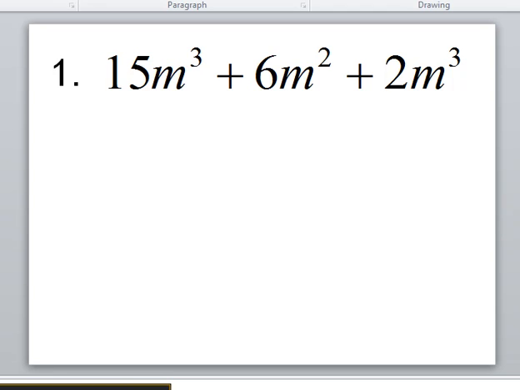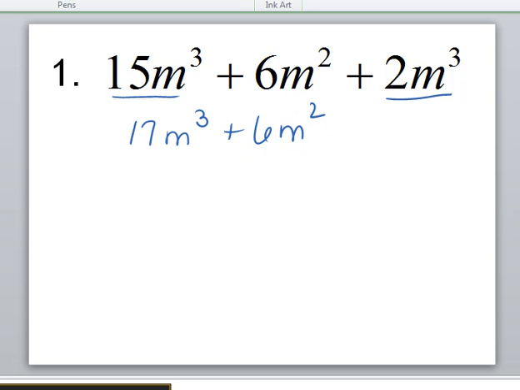So let's just start with this polynomial and simplifying it. So my like terms are anything with the same variable and the same exponent. If they don't have the same variable with the same exponent, they are not considered like. So I've got 15 plus 2, which is 17m cubed, and then this stands alone, so it's 6m squared.